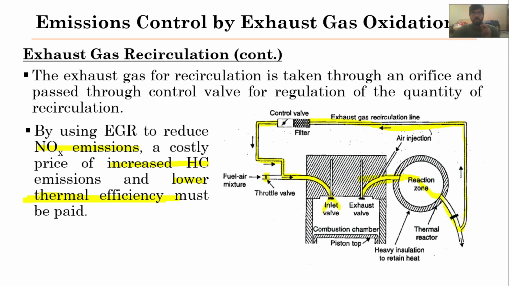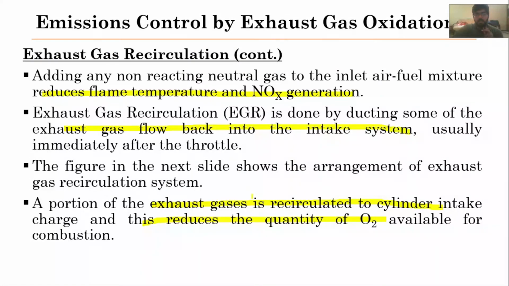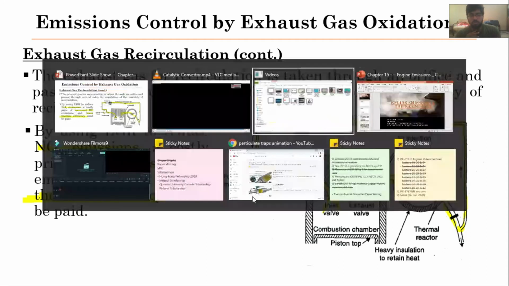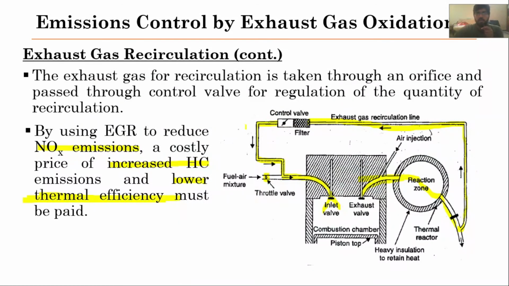Okay, now again you can see that this was an additional device being used for controlling the NOx emission, but it has increased the amount of the unburned hydrocarbon emissions. So now I will show you another video regarding the exhaust gas recirculation system.